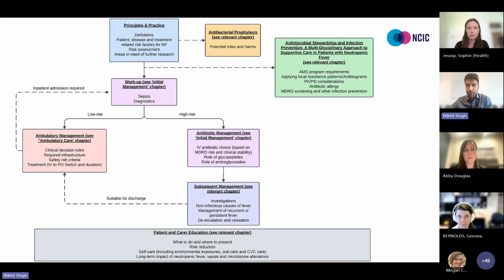So this is our navigating figure for the guidelines, and as you can see, Principles and Practice sits at the very top of the figure, which provides that key background information that I touched on. We then flow on to the initial management chapter, which provides advice on the initial workup of a patient presenting with neutropenic fever. Those who are considered low risk can have their guidance outlined in the ambulatory management chapter. For those who were considered high risk, there's further information within the initial management chapter. And then once investigations and things have returned, we have a dedicated chapter on subsequent management. And as you can see, we have separate chapters on antibacterial prophylaxis, antimicrobial stewardship and infection prevention, and patient and carer education, which we'll hear about shortly.